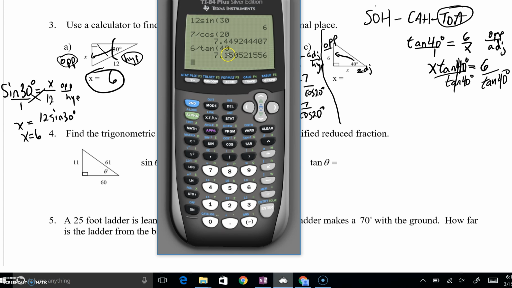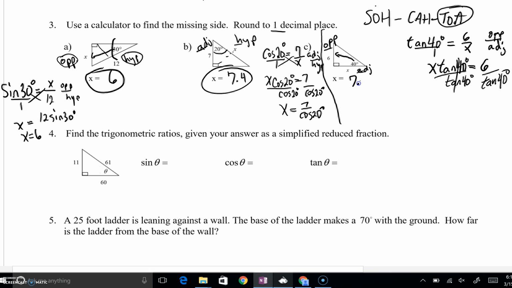It's not 7.1 because when you look to the right, you have a 5. 5 or higher, you have to round up. So this concludes problem 3.